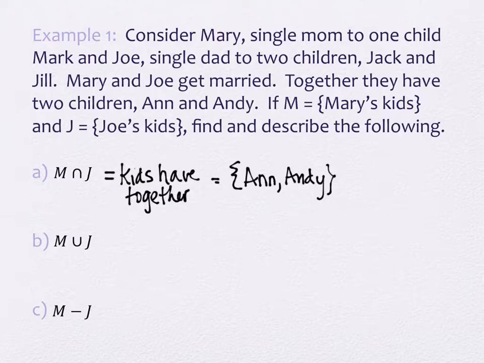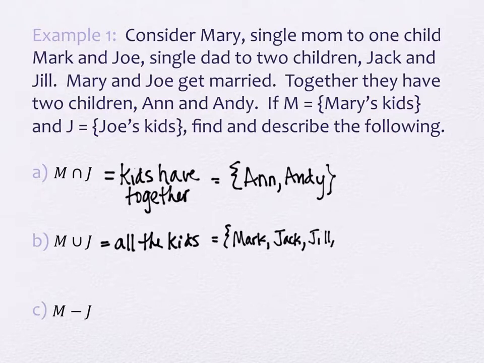What would M union J be? All the kids. It's the family picture part, right? You send out the family picture with your Christmas card kind of thing. You include them all. Don't care if they live here all the time, they still get included in the family picture. So this would be Mark, Jack, Jill, Ann, and Andy.